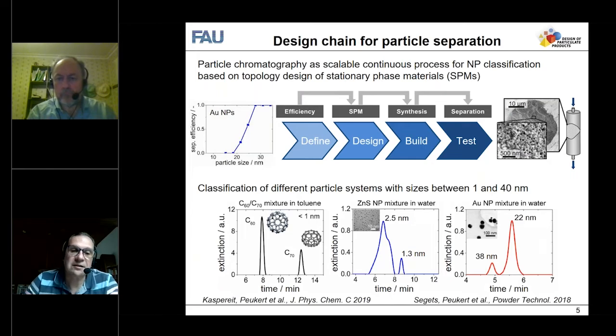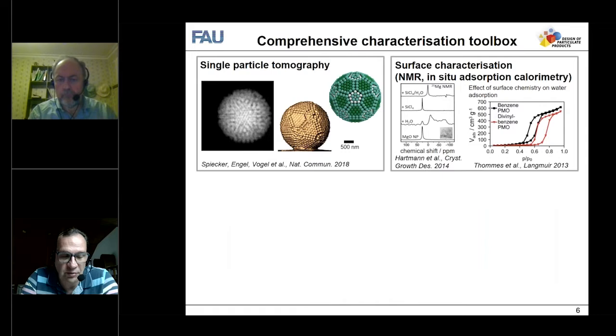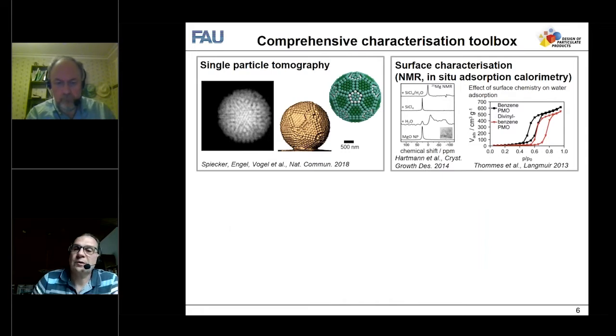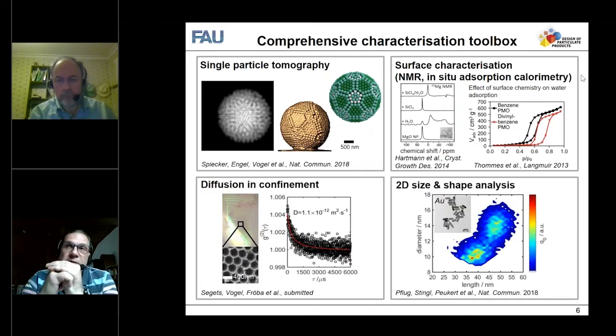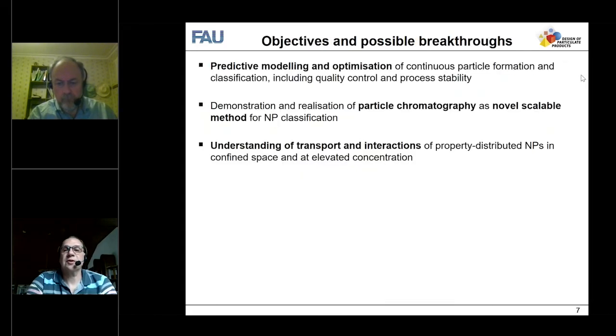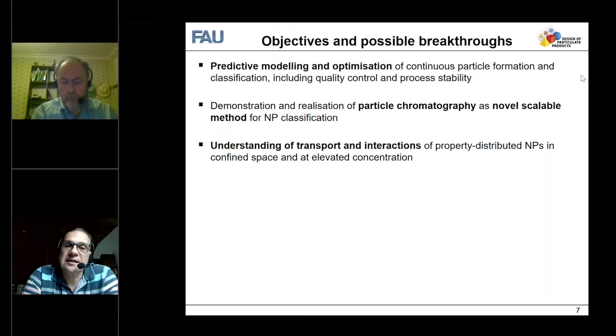In addition to that, we'll have a very complex characterization toolbox at hand. So that includes electron microscopy, that includes solid state NMR spectroscopy and in situ adsorption calorimetry. We can look at the diffusion in confinement, which is of course very important for the separations. And finally, we also employ analytical ultracentrifugation to look at the sizes and shapes of the nanoparticles we have been synthesizing. So hopefully at the end of this project, to summarize basically what we want to do, the goal is that we have a predictive modeling and optimization of continuous particle formation and classification that also includes quality control and process stability.